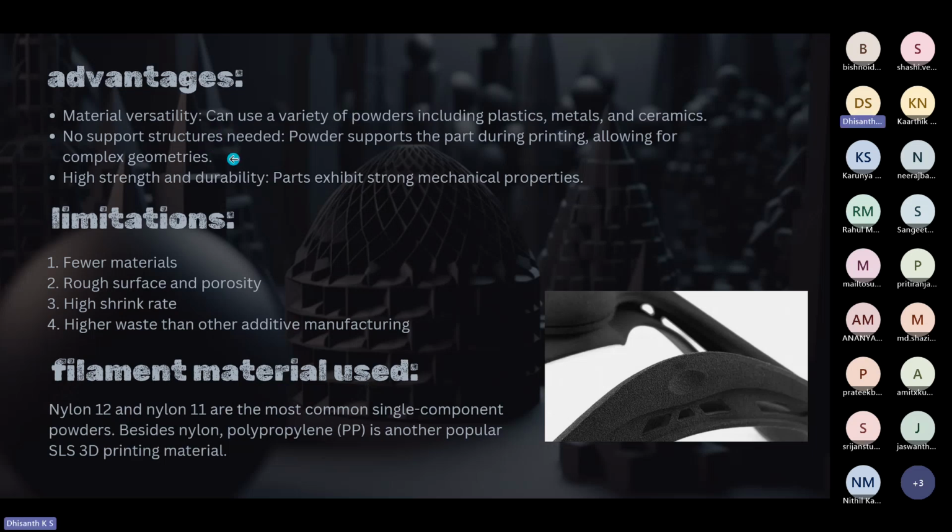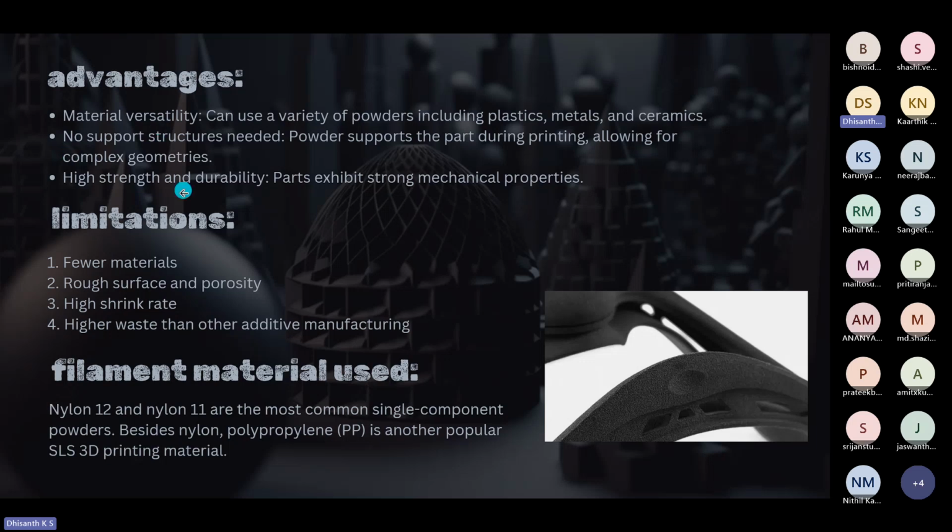And as I told earlier, no support structures are needed, as the loosened powder, on which the laser does not fall, acts as a support structure, which can be removed later during post processing. You can remove the powdered particles after the whole 3D print, and you'll get the desired model. Another advantage of SLS 3D printing is that it exhibits strong mechanical properties, that is high strength and durability.